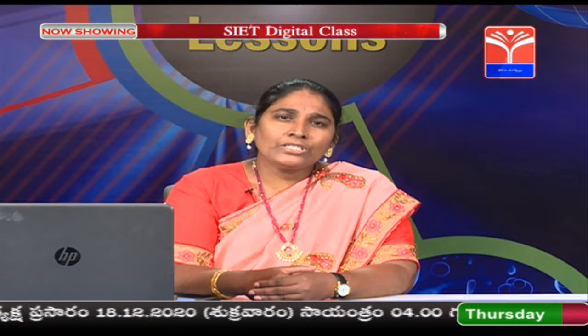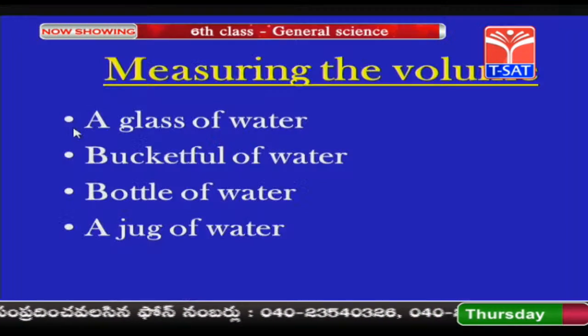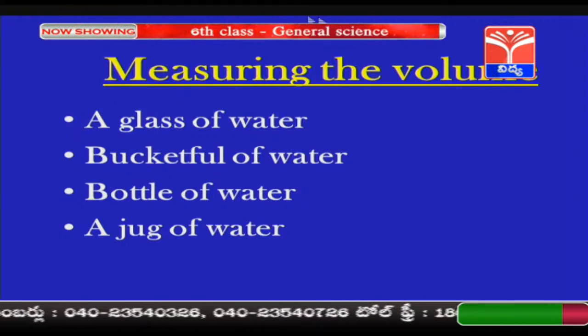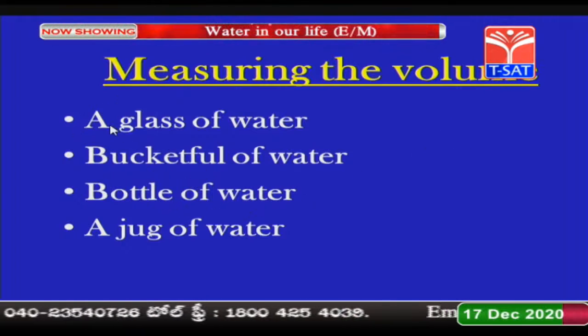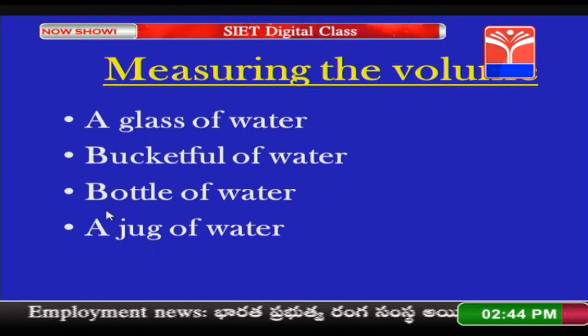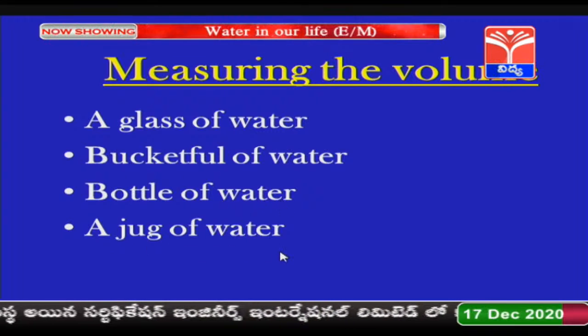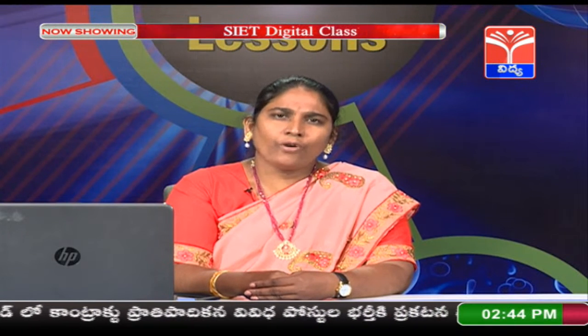So, for bathing, children, how much water is used for taking a bath? We may use 1 or 2 buckets of water. So, we will measure the volume of water. In general, we measure the volume of water as a glass of water, a bucket full of water, or sometimes a bottle of water, or even a jug of water. So, whenever we are measuring the quantities of water, these are what we use in our general life.